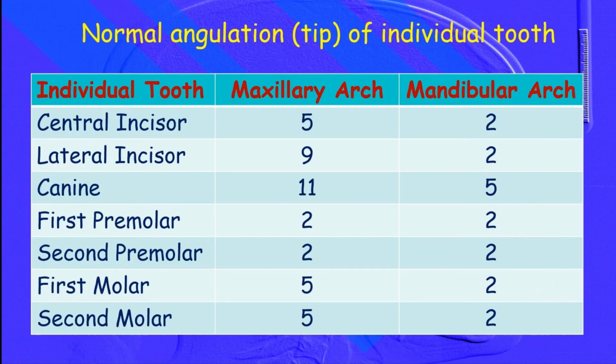This table describes the normal crown angulation of different teeth in the maxillary and mandibular arch. In the maxillary arch, the crown angulation of different teeth varies from each other, and the canine has maximum crown angulation. In the mandibular arch, the canine has maximum crown angulation, but all other teeth have almost the same angulation.